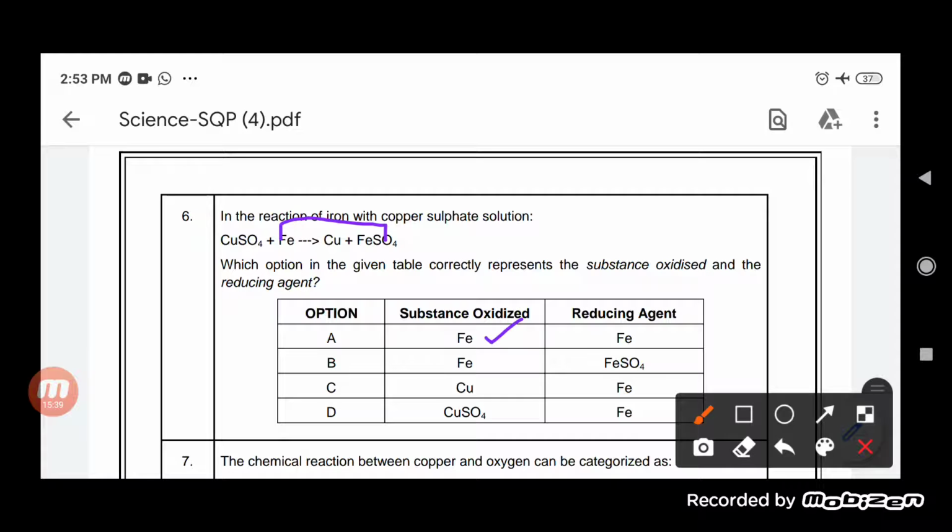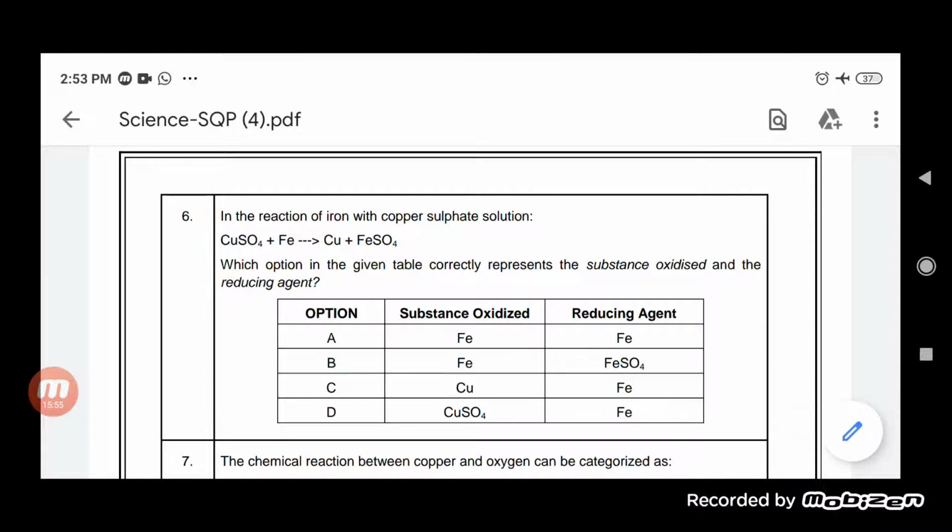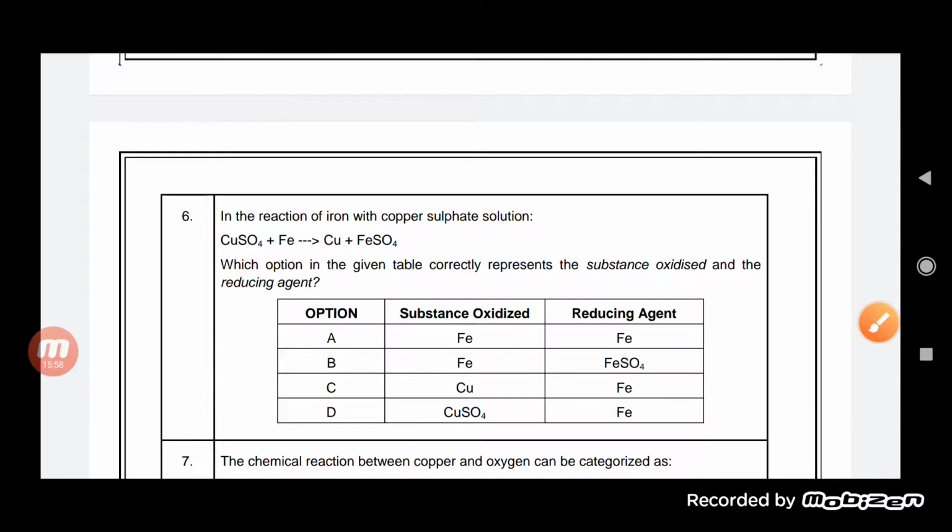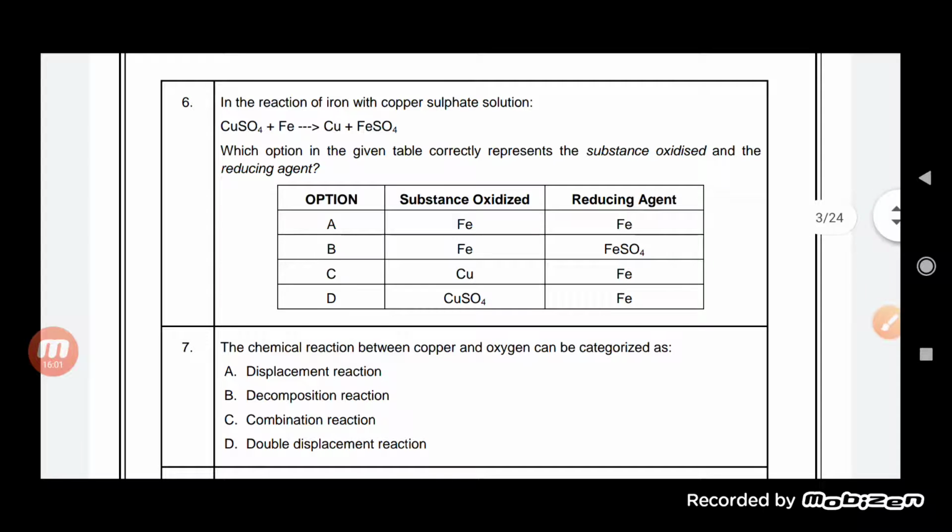What is the reducing agent? The substance which gets oxidized, so that the reduction process can take place, is called the reducing agent. And here the reducing agent is the iron itself. So the substance which gets oxidized as well as the reducing agent, both of them will be the iron itself.